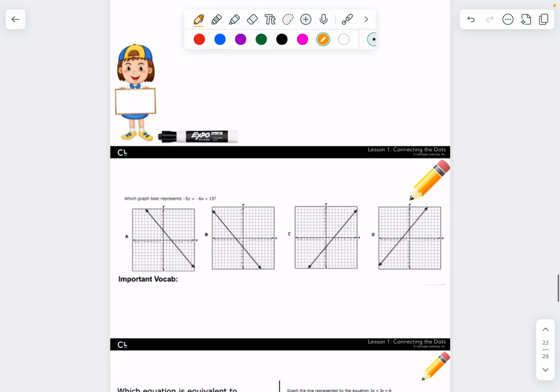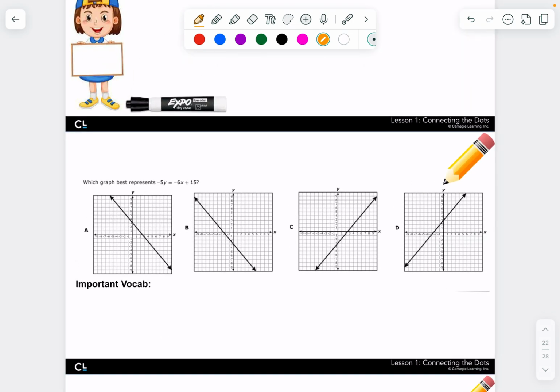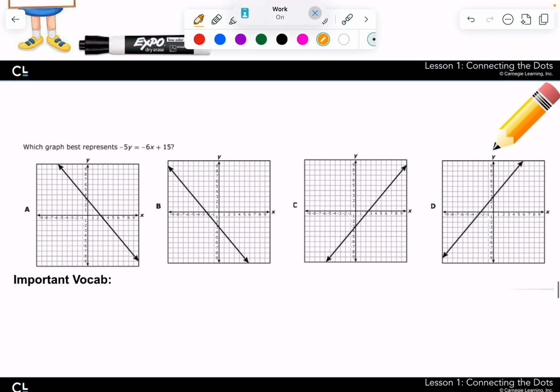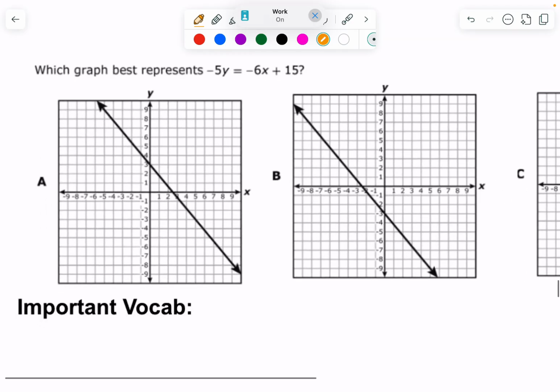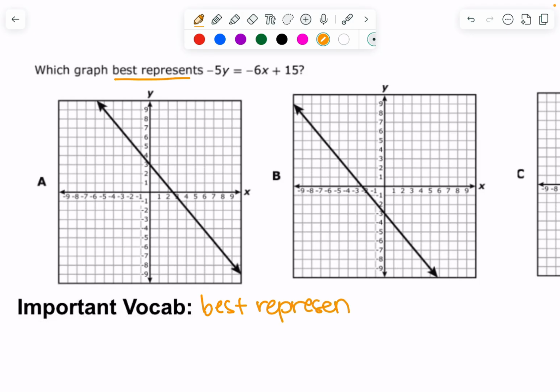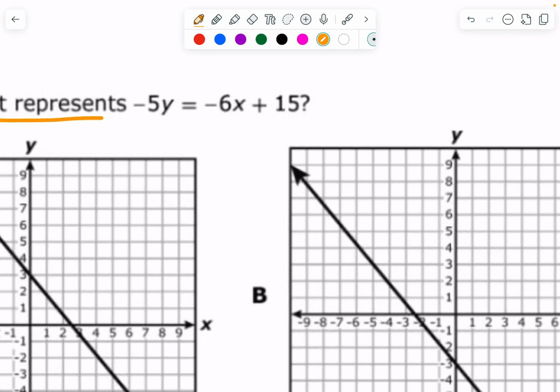So that's what we're doing. So let's try some actual examples. Let's go ahead and turn our page over. And our important vocabulary is best represents. And we know we're going to use Desmos because I have pictures.